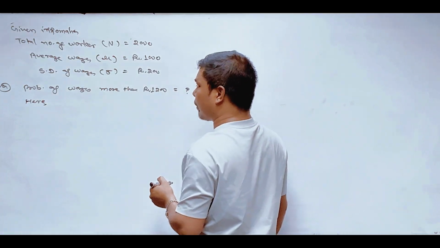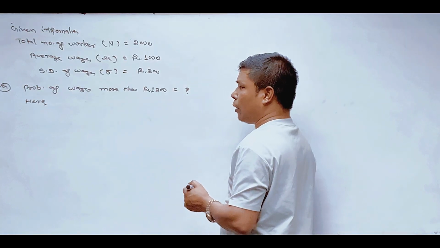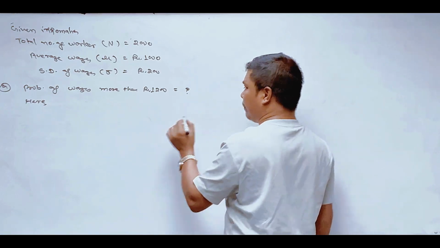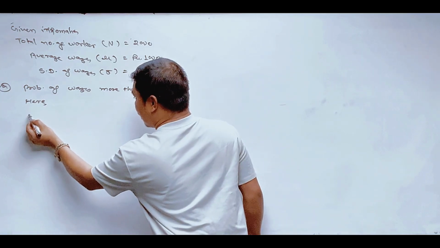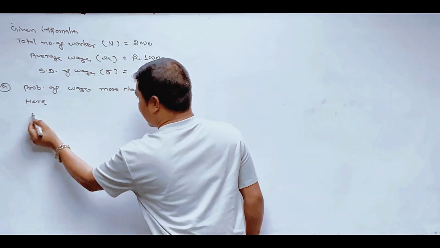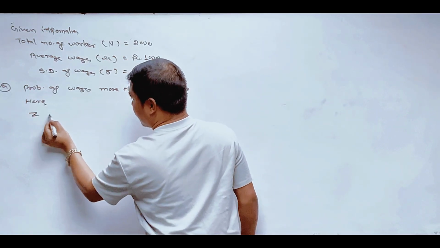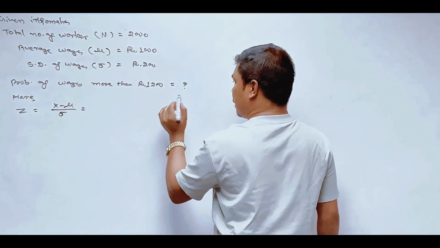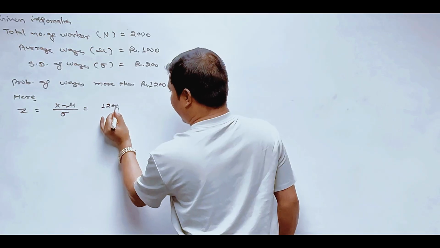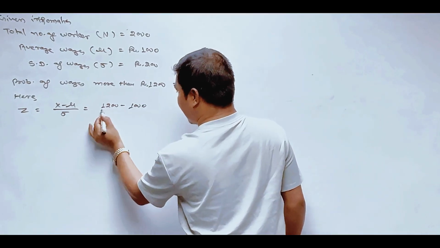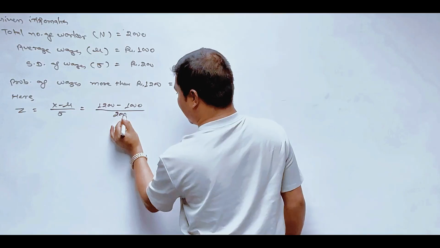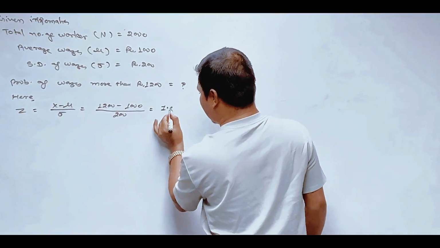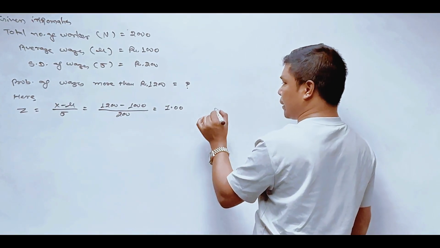To calculate the probability of wages more than rupees 1,200, we go through two or three steps. The first step is to calculate the standardized normal variate value, that means Z score equals x minus mu divided by standard deviation. X is rupees 1,200, mu is 1,000, divided by standard deviation 200. The value results in 1.00. We put two digits after the decimal.